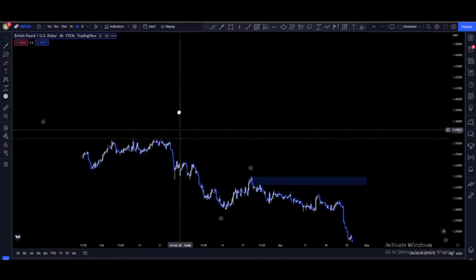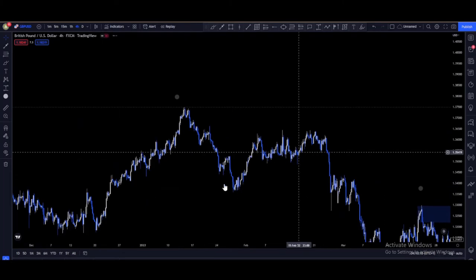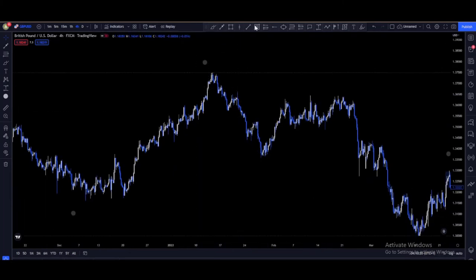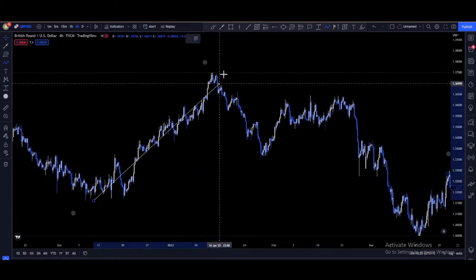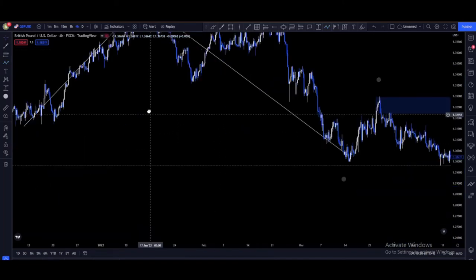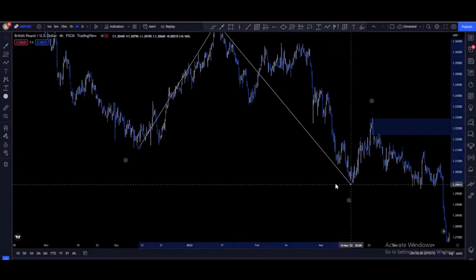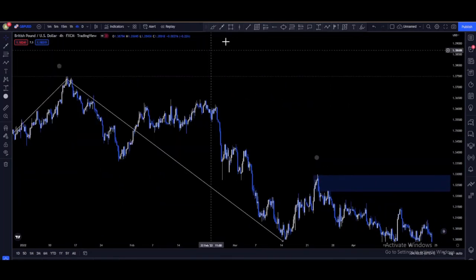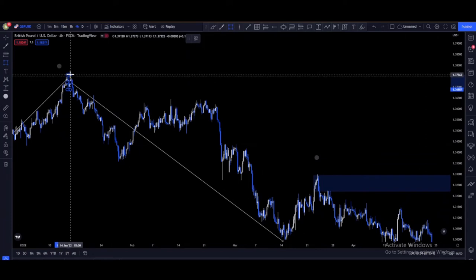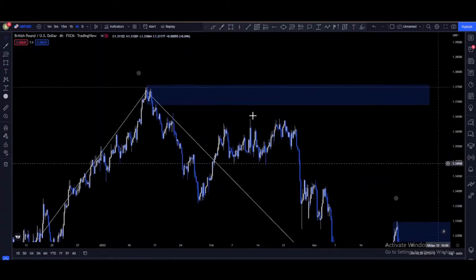Alright, so after you identify your zones, let's just see. This is a rally, a base here, then it dropped down, breaking this market structure here. So this is our zone here. This is the top of it where everything happened. This was where it stopped. This is our extreme zone.